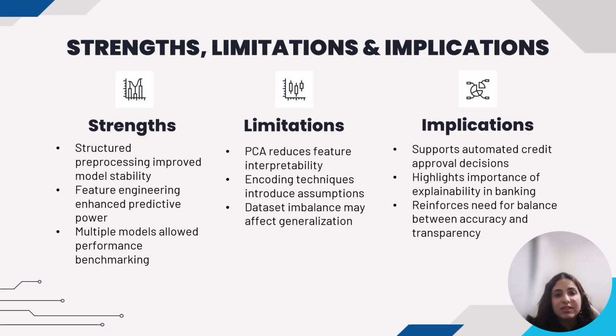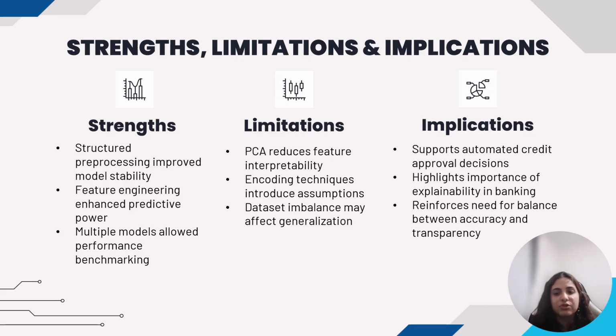For the limitations, the PCA, the principal component analysis, reduces feature interpretability. So we can't as easily tell which feature affects what, because it reduces the multicollinearity. So we can't accurately use one predictor simply to predict whether the target will be a yes or no. And another limitation is that the encoding techniques introduce assumptions. For example, if I use label encoding for a certain categorical variable, how would anyone else who is reading this model know what 0, 1, 2, 3, 4 signify? And then the dataset imbalance sometimes may affect generalization, so we can't really generalize based on some imbalances here and there.